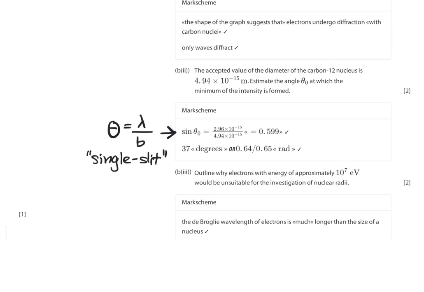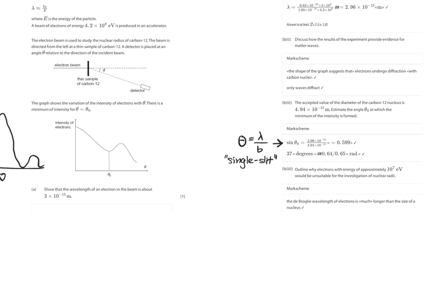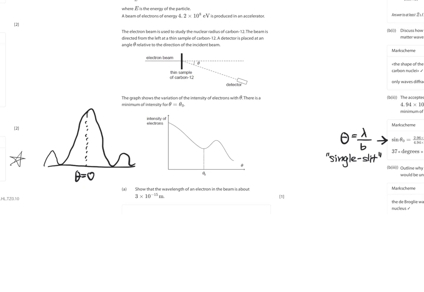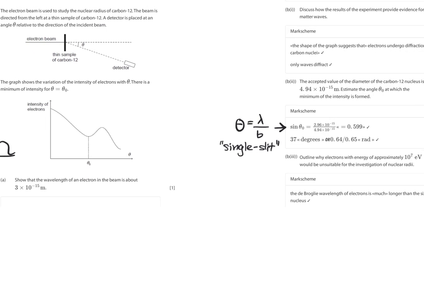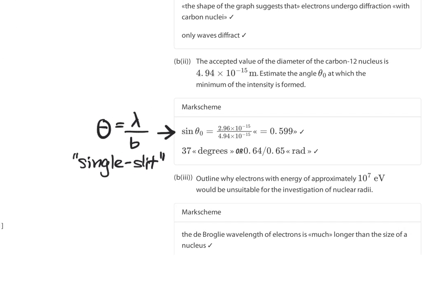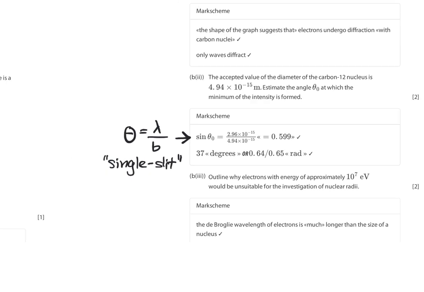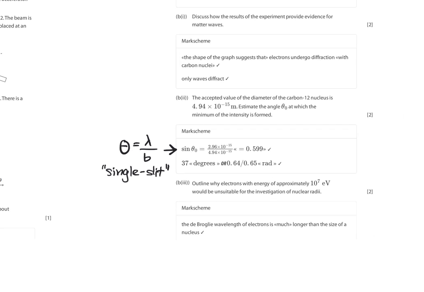Diffracting around that single object, you still wind up with a single object slash slit diffraction pattern. So we can use that formula, theta is lambda over b. And so that's where it's getting the 2.96 times 10 to the negative 15 over 4.94 times 10 to the negative 15, to figure out the angle.